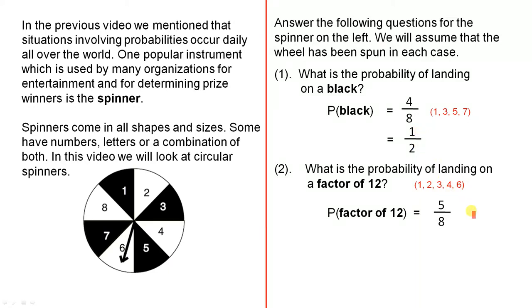What is the probability of landing on a factor of 12? Now a factor of 12, we mentioned in earlier videos, is any number that divides into 12 evenly. And these numbers are 1, 2, 3, 4 and 6. So there are 5 of those numbers, so it's 5 on 8. So the probability of landing on a factor of 12 will be 5 out of 8.